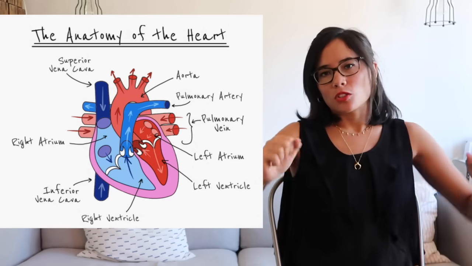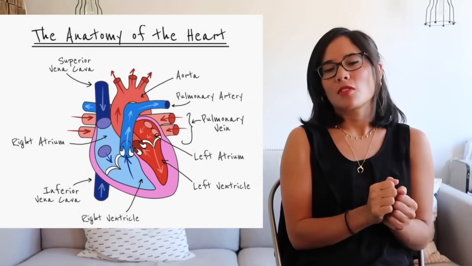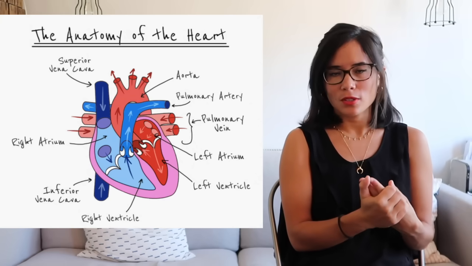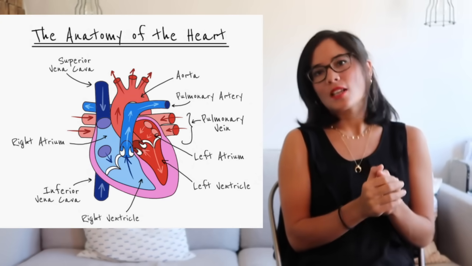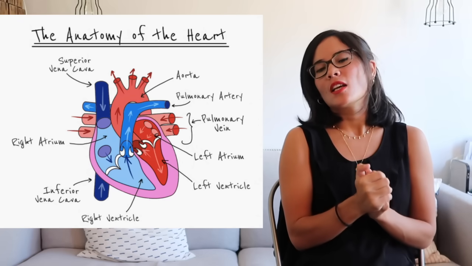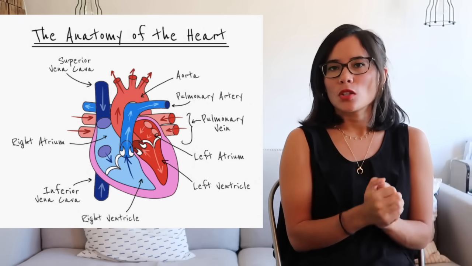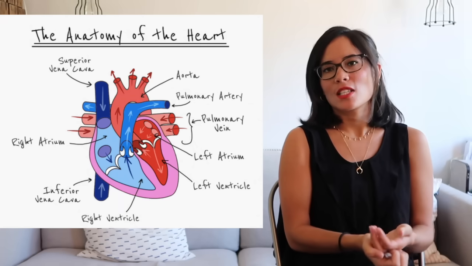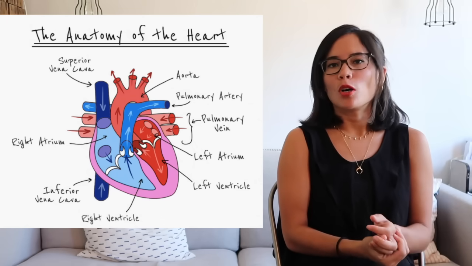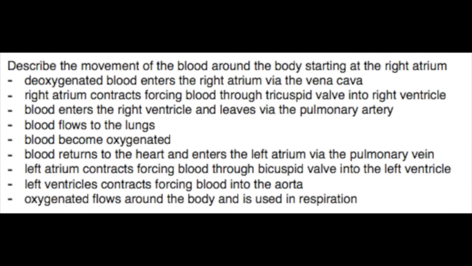The right atrium contracts, forcing blood through the tricuspid valves into the right ventricle. The right ventricle contracts, forcing blood into an artery. This artery is clearly going to be flowing to the lungs so the blood can be oxygenated, and this is why it is the pulmonary artery. So that's our overview of blood flow around the body.